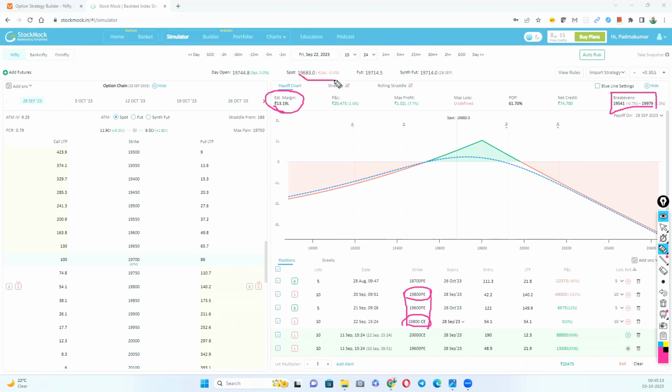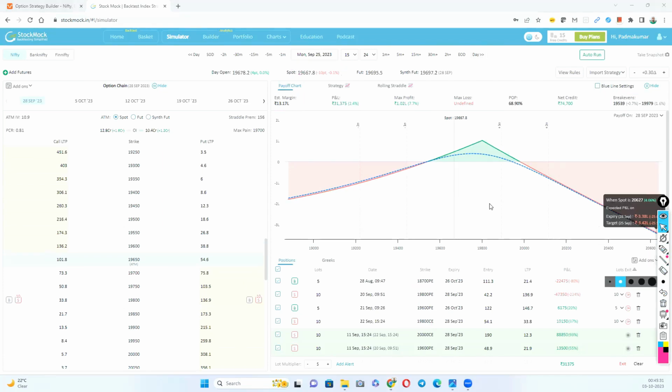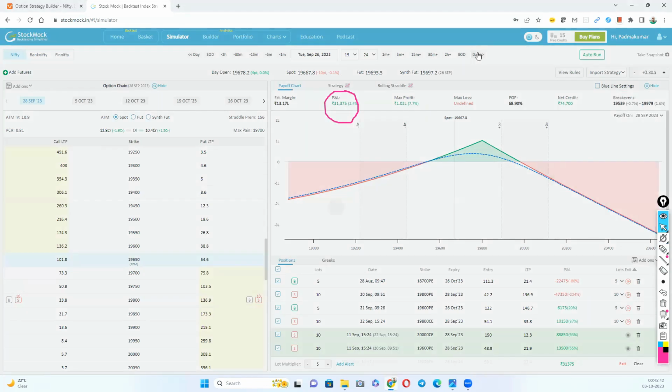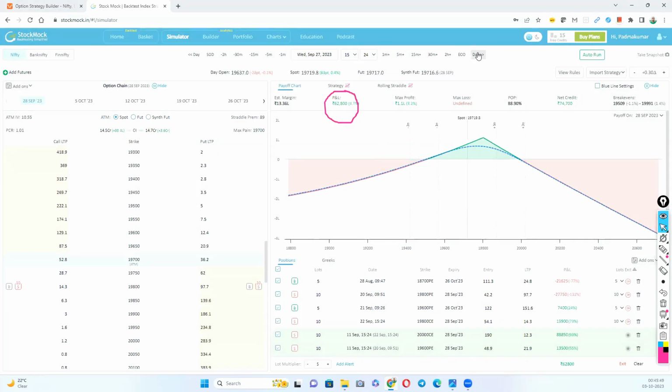What is the spot? 19,680. So now we'll check it out. We'll move on to next Monday, the 25th. We are in profit. See, keep observing this profit, just observe this P&L. Now we are close to expiry week, Monday. And then check it out. On Tuesday, 40,000. And Wednesday, 62,000.